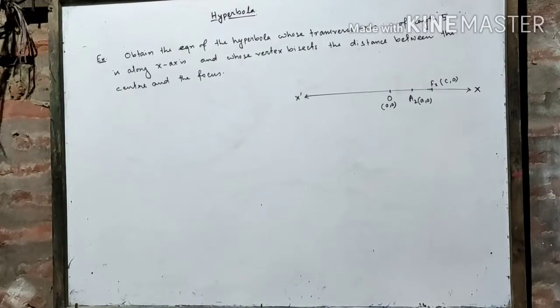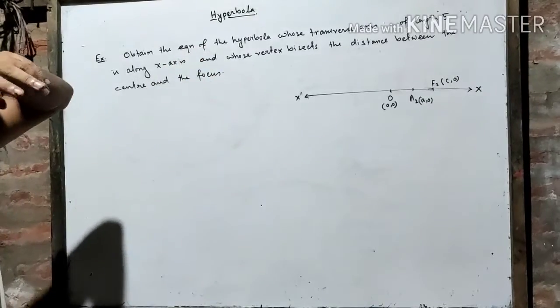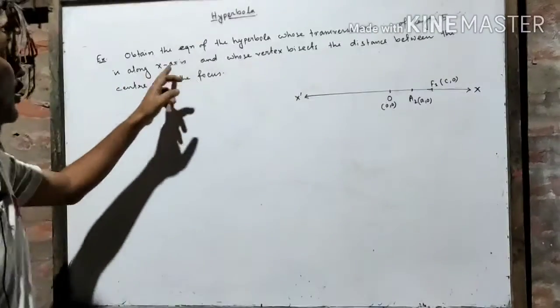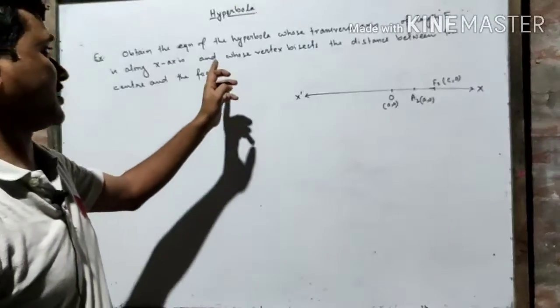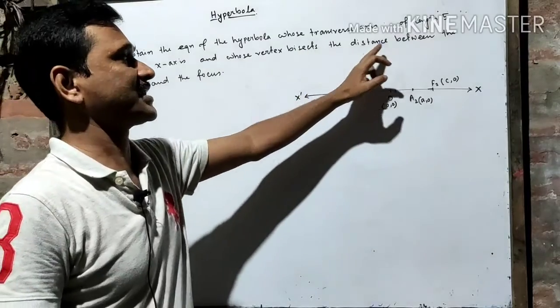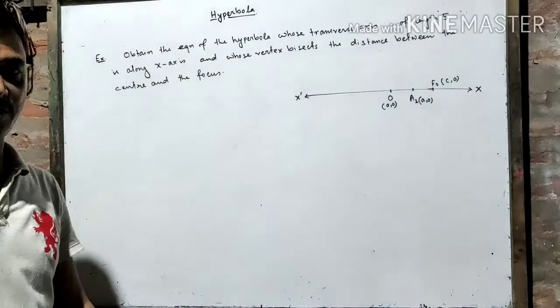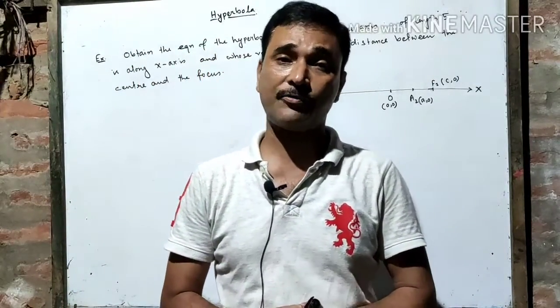Okay. The next question is, obtain the equation of the hyperbola whose transverse axis is of length 5 along the x-axis and whose vertex bisects the distance between the center and the focus.